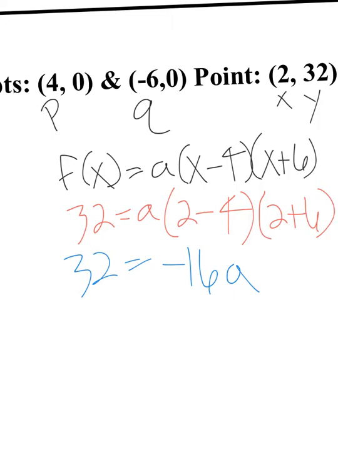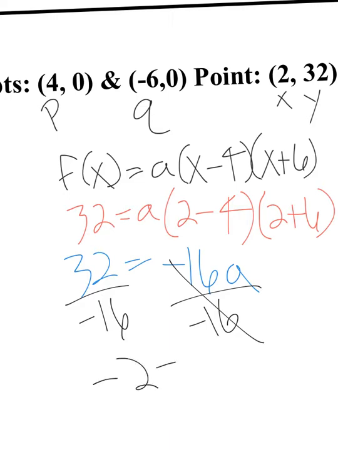So you have negative 16a equals 32. So guess what? We're going to divide. The math is actually a little bit quicker on this intercept form than it was on the vertex. And it wasn't even that long on the vertex. There wasn't even a whole lot of math to do, I should say. So a is going to equal negative 2.